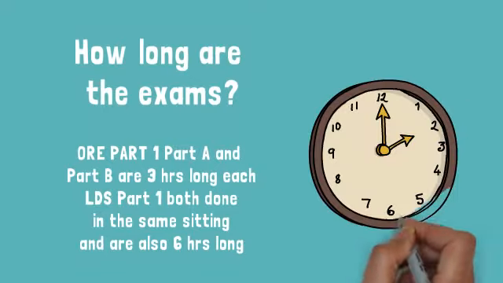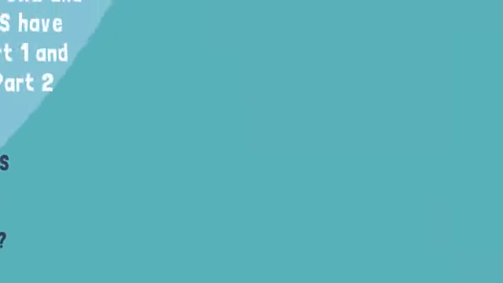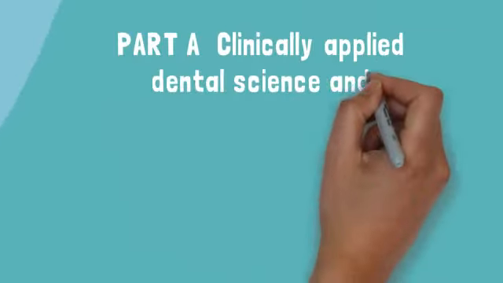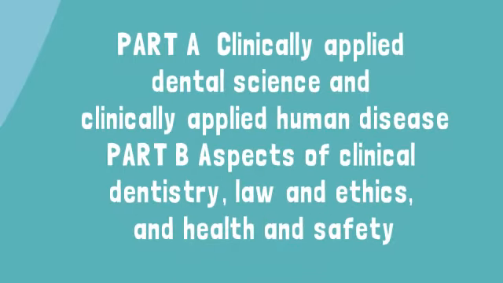What does part 1 include? Well, the ORE part A test includes a 3-hour exam which covers clinically applied dental sciences and clinically applied human disease, whereas the part B test, which is also a 3-hour exam, covers more of law and ethics, health and safety of dental practice in the UK. The LDS part A is also clinically applied science and clinically applied human disease, and part B is aspects of clinical dentistry, law and ethics, and health and safety.